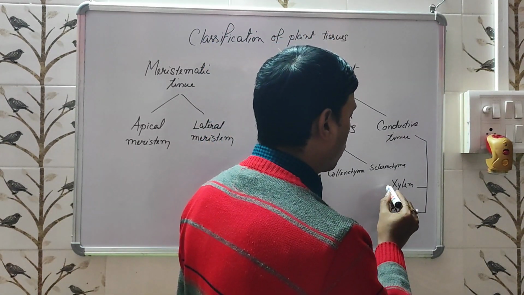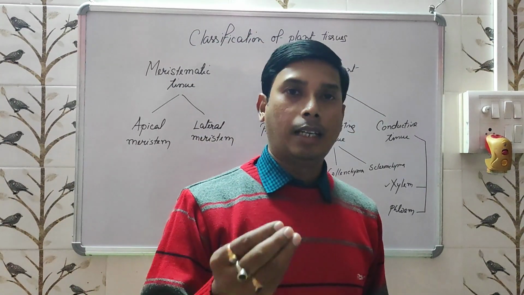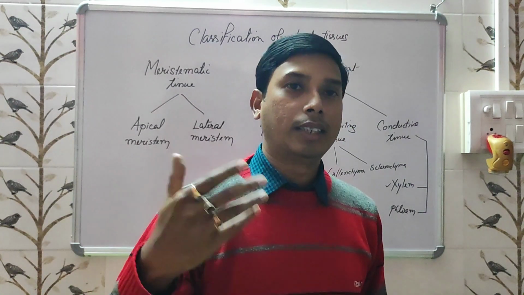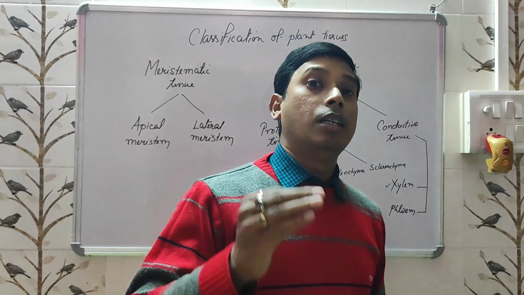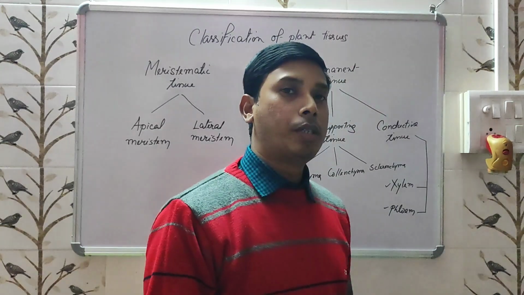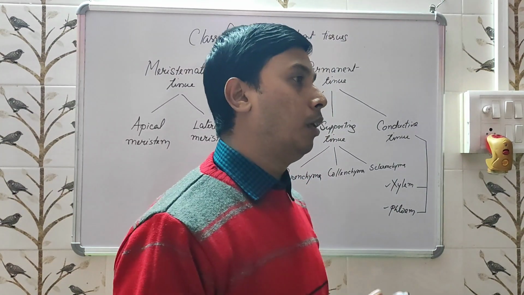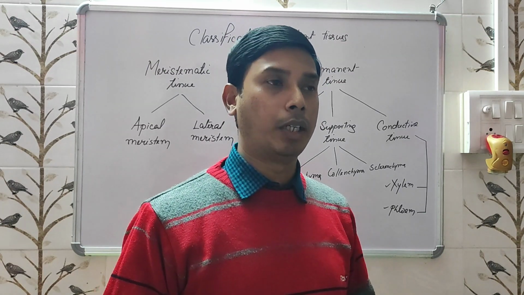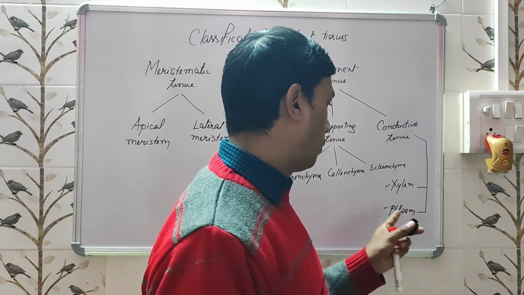Now, if we observe the parts of the xylem, there are four parts: tracheids, xylem vessels, xylem parenchyma, and xylem fibers, also called xylem sclerenchyma. Out of these four parts, xylem parenchyma is the living part of the xylem tissue. Whereas in phloem, the four parts are sieve tubes, companion cells, phloem parenchyma and phloem fibers. Here most of the parts are living: the sieve tubes, companion cells and phloem parenchyma are all living. Only the phloem fiber, or phloem sclerenchyma, is the non-living part of the phloem tissue.